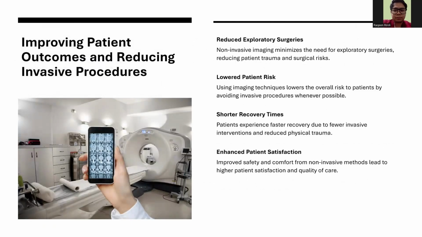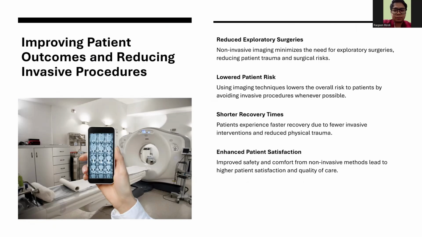Improving patient outcomes and reducing invasive procedures. So non-invasive imaging minimizes the need for exploratory surgeries. So surgeries that involve opening up to diagnose what's wrong with the patient are reduced, reducing patient trauma and surgical risks. So with surgery, there are risks involved such as infection. So this helps to reduce those risks. Using imaging techniques lowers the overall risk to patients by avoiding invasive procedures whenever possible.